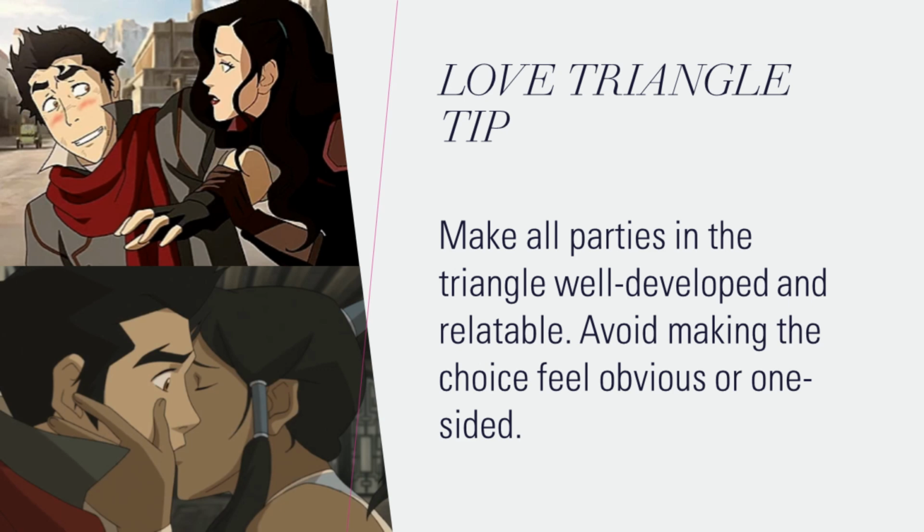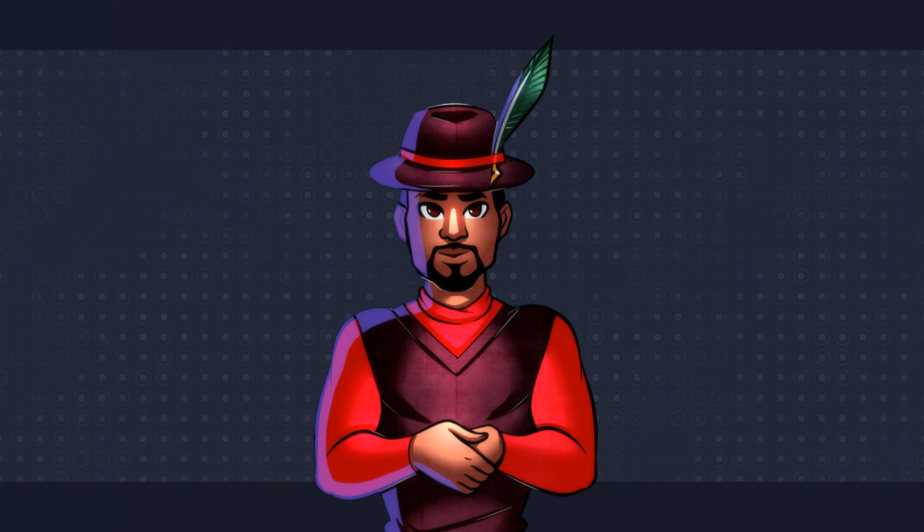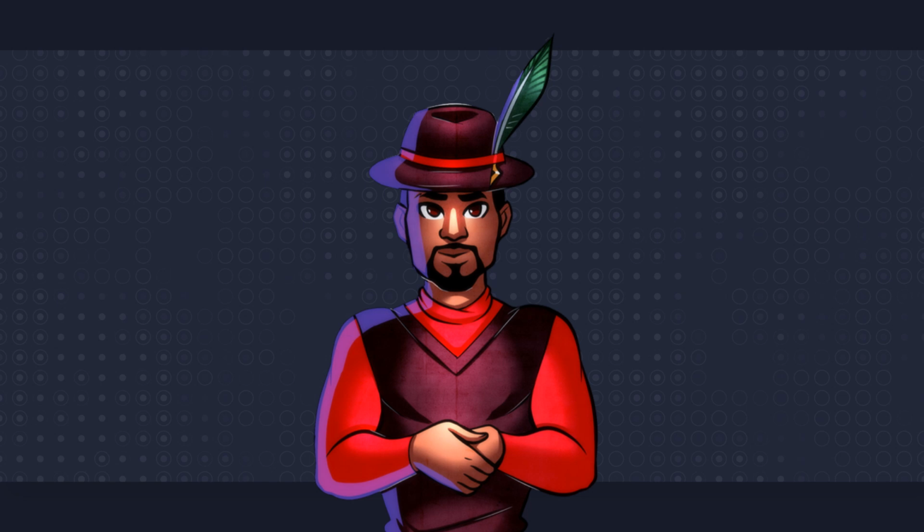To write an engaging love triangle, it's crucial to ensure that all parties involved are well developed and relatable, avoiding a scenario where choices feel obvious or one-sided. This approach keeps the audience invested in the outcome, making the resolution of the triangle both satisfying and meaningful. But before anyone asks, the principles of this typically hold true across love polygons or whatever multi-sided relationship dynamics.